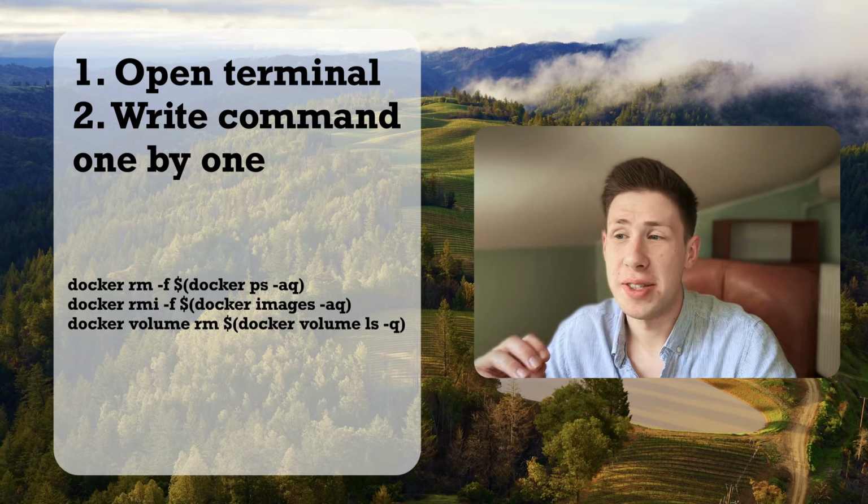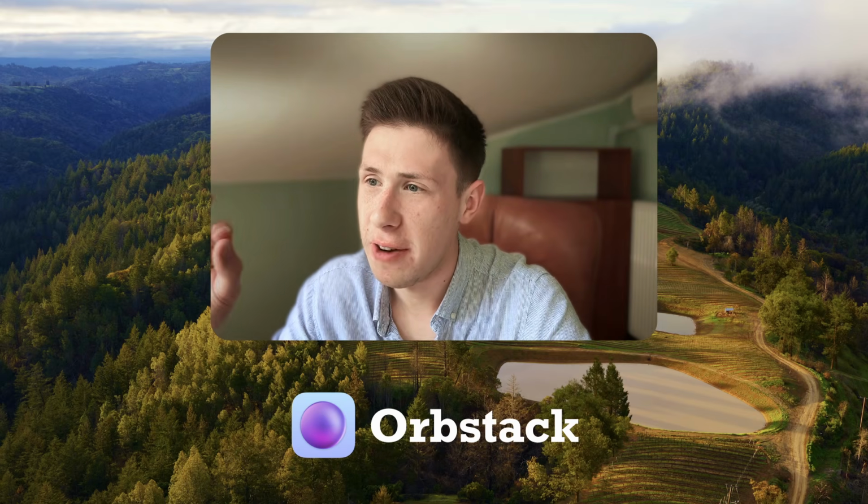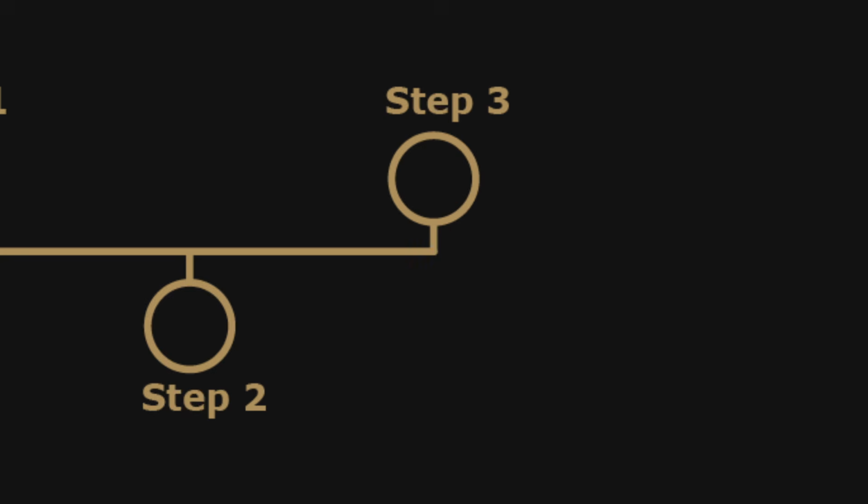Before we do it right, here's how to fully clean up your Docker environment. Open terminal and run these commands one by one. These commands stop and remove all containers, images, and volumes, essentially giving you a fresh start. After that, make sure you have OrbStack installed. Now we move to n8n installation.